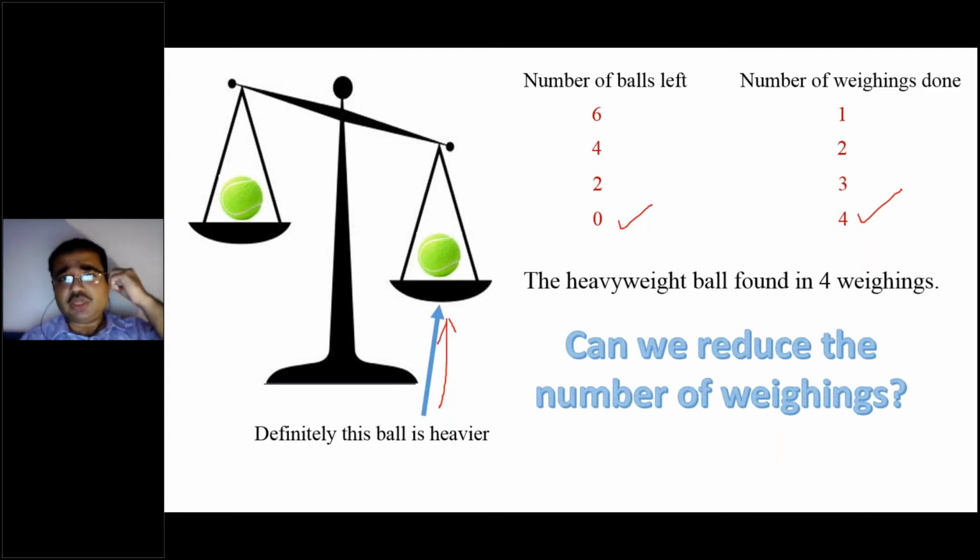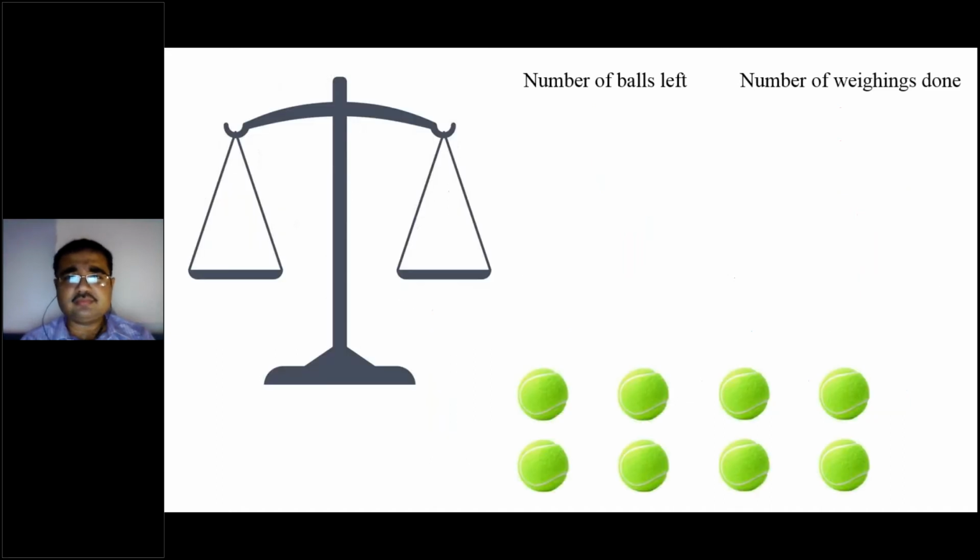Can we do it maybe in 3? Can we do it maybe in even fewer? Is it possible? Check out now. I'm left with 8 balls. So the number of balls left is 8. What is the number of weighings to be done?